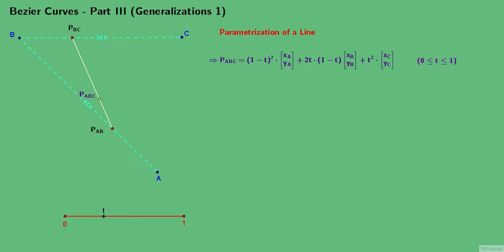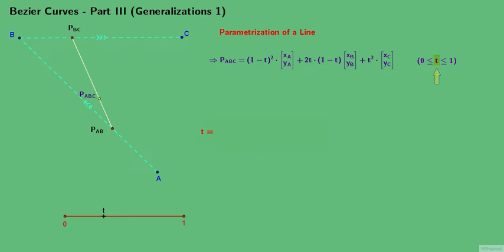In this lecture, we will extend the idea of Bezier curves to include more than just 3 points. In the diagram, the point P sub A, B, C traces out the Bezier curve for A, B, and C. The coordinates of P sub A, B, C are given by this vector equation, where t is from 0 to 1. The real number t represents the ratio between segments on the diagram.